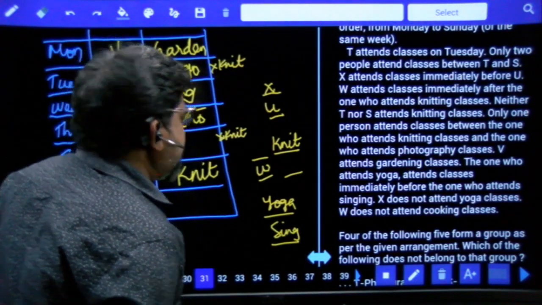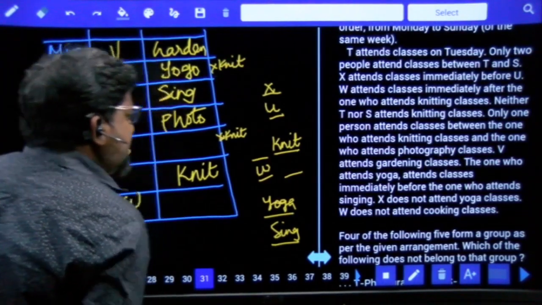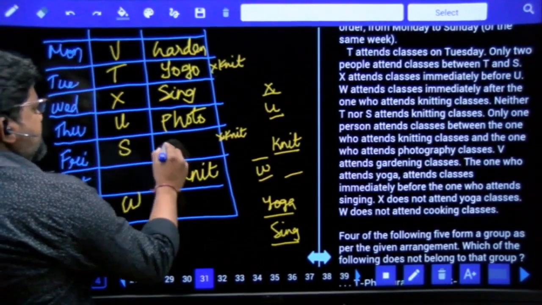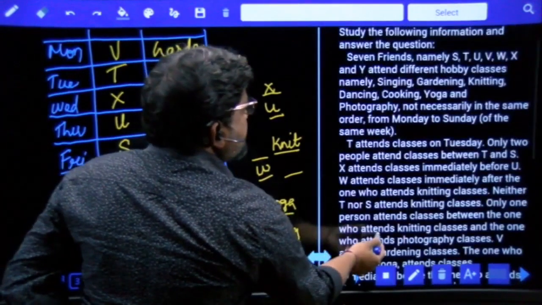Next. X does not attend yoga classes. X is attending singing classes. No problem. W does not attend cooking classes. W is not cooking. There's only one possibility. This is cooking. And what's the hobby left out and who is the person? STUV.